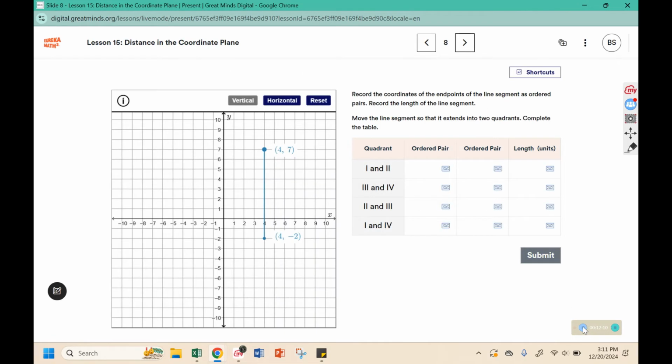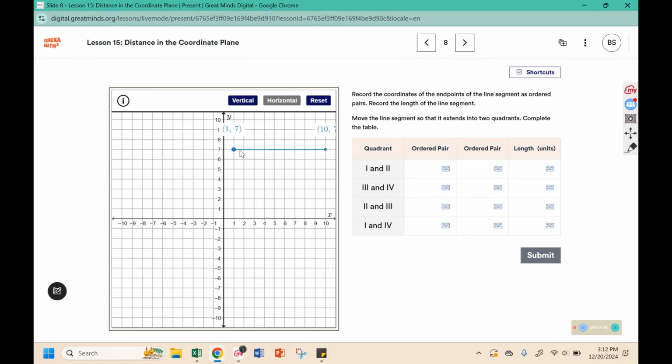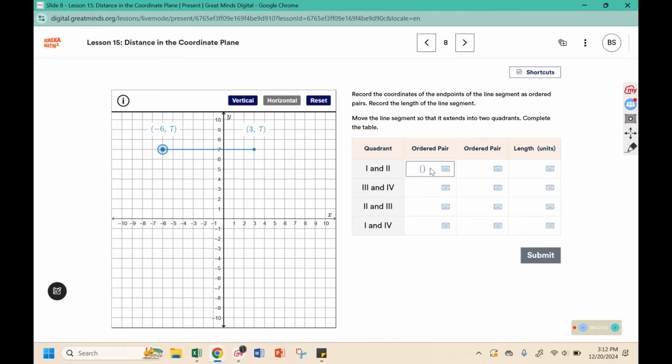Record the coordinates of the endpoints of the line segments as ordered pairs. Record the lengths of the line segment. Move the line segment so that it extends into 2 quadrants. Complete the table. We want quadrant 1 and quadrant 2. So that's going to have to go this way, a horizontal line, in quadrant 1 and quadrant 2. -6, 7, 3, 7. That has a distance of 1, 2, 3, 4, 5, 6, 7, 8, 9.